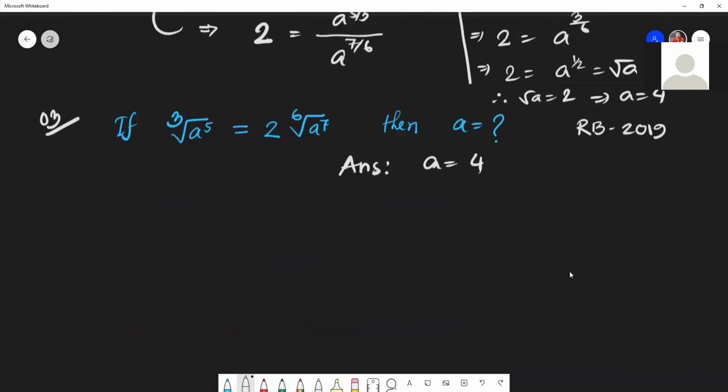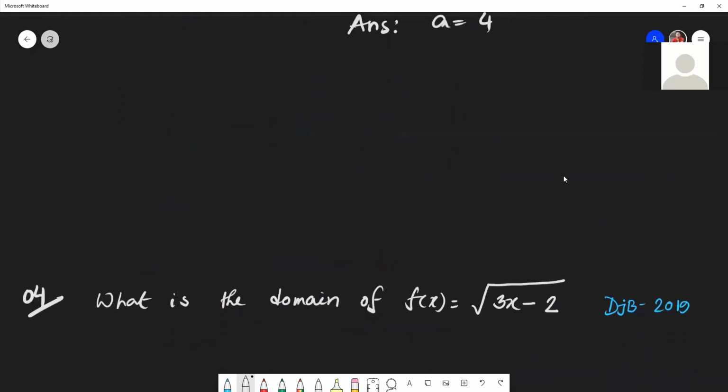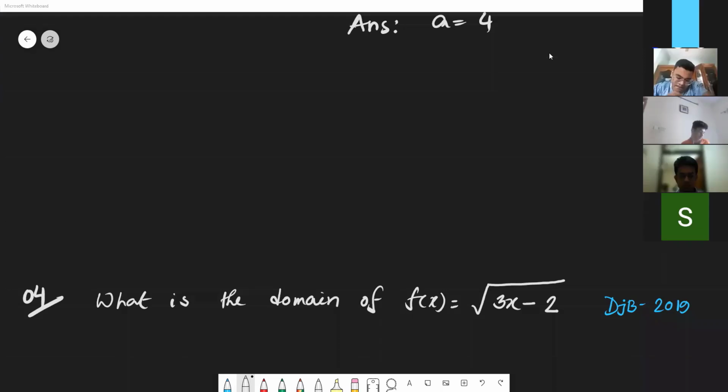Okay, now see the next question. These types of questions are available in mathematics and higher mathematics too. This question is from Dinajpur Board 2019. What is the domain of the function f of x equals square root of 3x minus 2? You all are requested to try heart and soul to answer these questions.